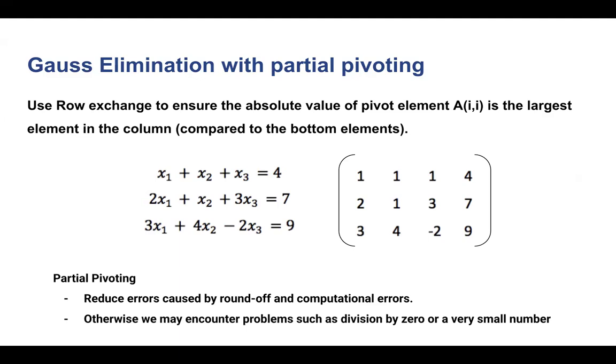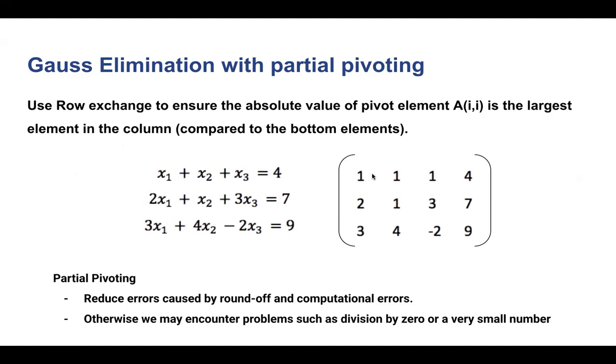Okay, so that is like this. Use row exchange to ensure that the absolute value of the pivot element is the largest element in the column compared to the bottom elements in the column. So first, you have to exchange in such a way that your pivot value is a large value. Okay, it's not 0 or 0.001. Don't divide by such a number.